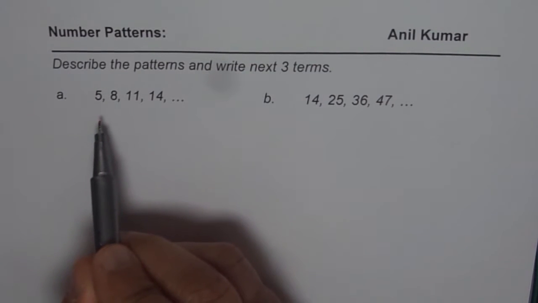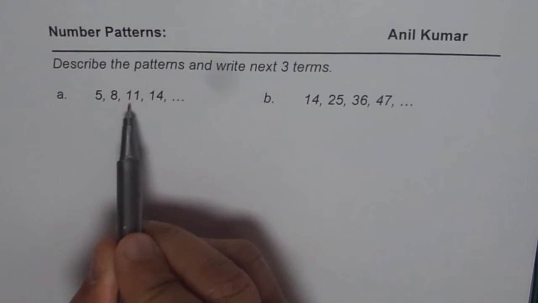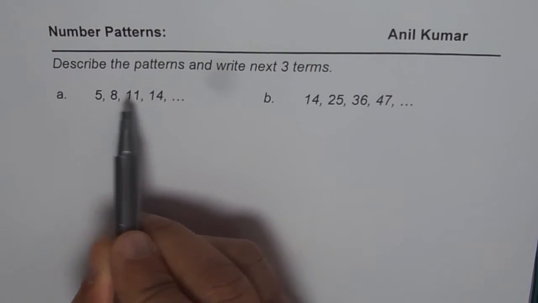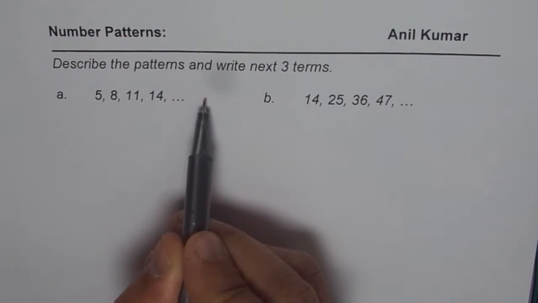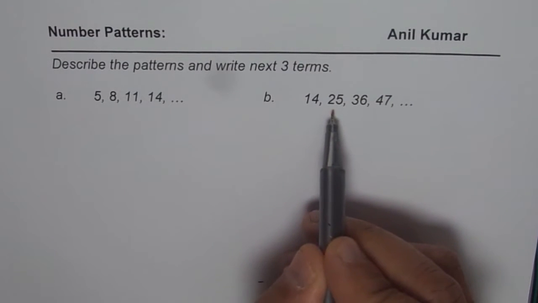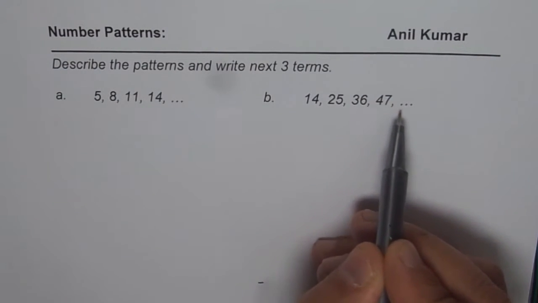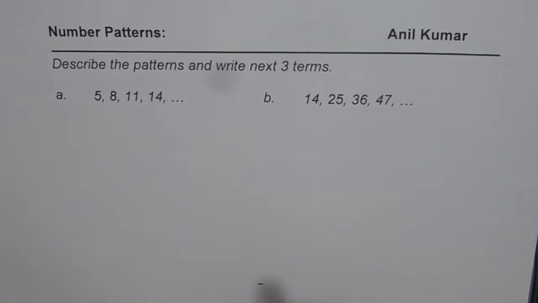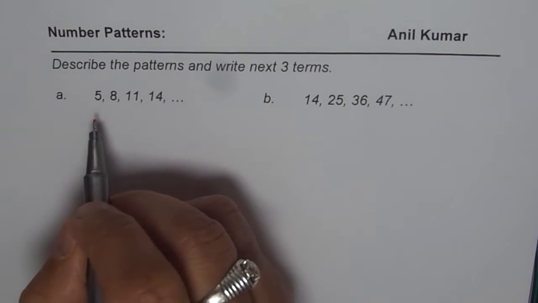First pattern is the numbers are 5, 8, 11, 14. You have to describe this pattern and write the next three terms. The second pattern is 14, 25, 36, 47, and so on. Here is my suggestion. Let us try to analyze the pattern first.